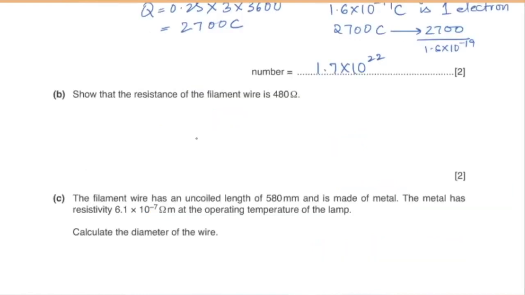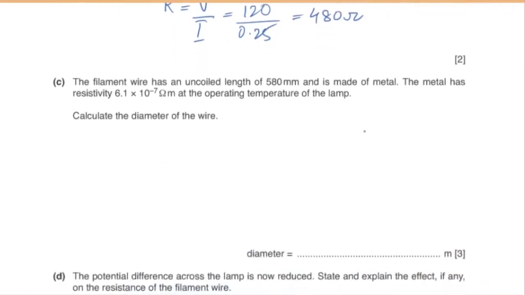Show that the resistance of the filament wire is 480 ohms. So resistance is equal to voltage divided by current. The voltage across it is 120 volts and the current that passes through it is 0.25, and this is equal to 480 ohms.